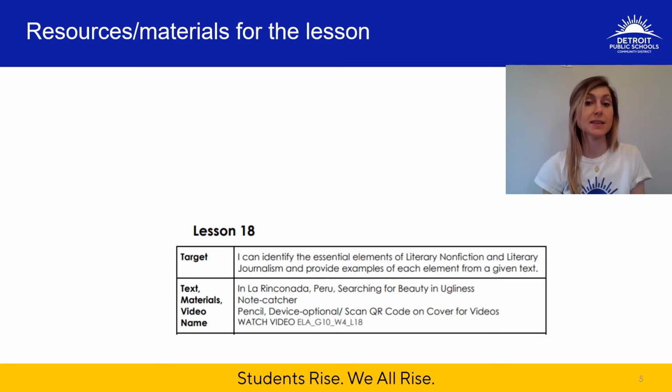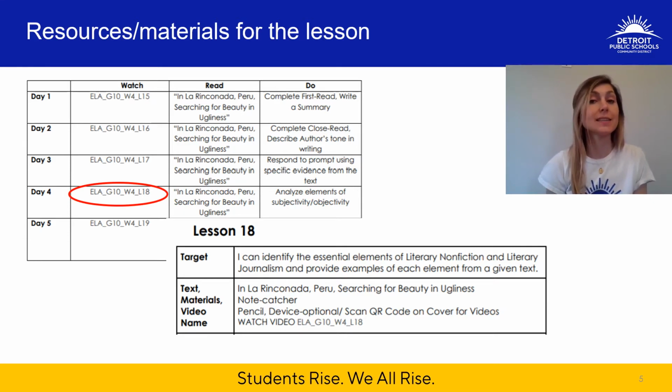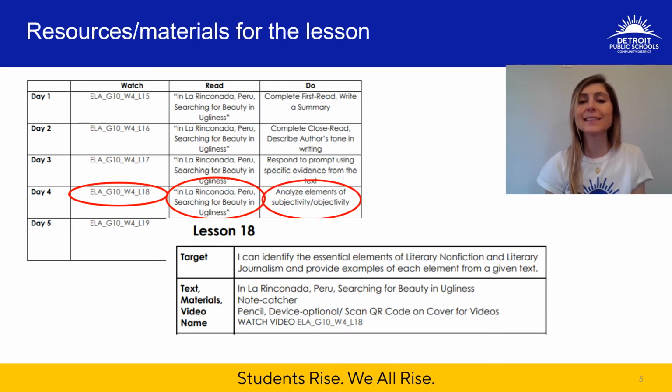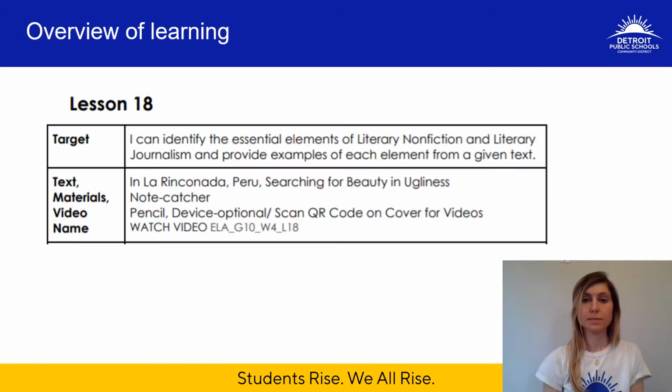Materials and resources for this lesson. So we are right there in day 4 of this week. We will be using the same video, ELA G10 W4 L18, same text, In La Rinconada, Peru, Searching for Beauty and Ugliness. But today we're going to be analyzing elements of subjectivity and objectivity. Sounds scholarly? Because it is. The materials for this lesson, as always, can be found inside of your learning packet and this video online.